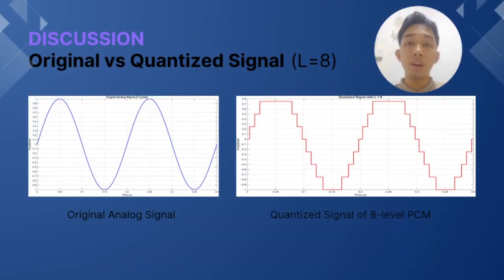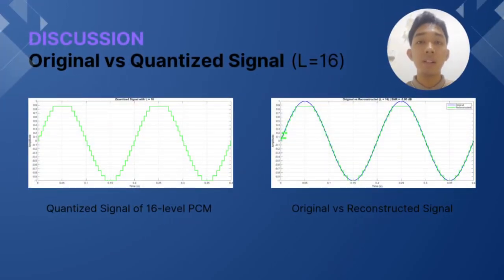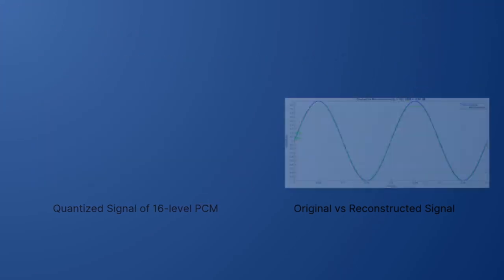Here we can see the original analog sine wave and its quantized version using 8-level PCM. Notice the staircase effect caused by limited quantization levels, which leads to visible distortion and larger quantization steps. In comparison, the 16-level PCM produces a much smoother approximation of the original analog waveform. The reconstructed signal closely follows the original, thanks to smaller step size and better resolution.